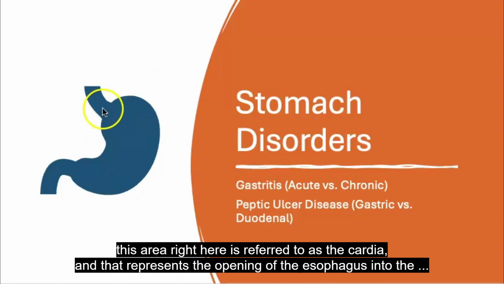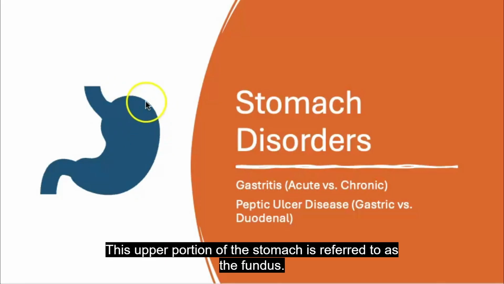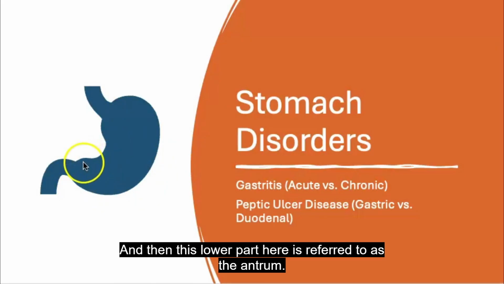this area right here is referred to as the cardia, and that represents the opening of the esophagus into the stomach. This upper portion of the stomach is referred to as the fundus. And then here you have the body of the stomach, and then this lower part here is referred to as the antrum.